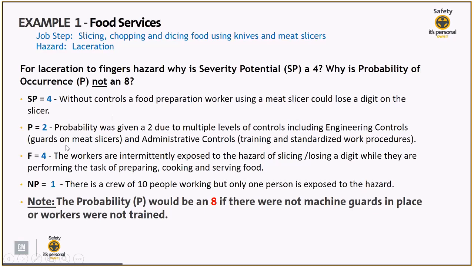We said frequency of exposure was a 4 because the workers are intermittently exposed to the hazard of slicing, losing a digit of finger, while they are performing the task of prepping, cooking, and serving food. We said the number of people exposed was 1 to 2, so we're going to use the number 1 there because although there's a crew of 10 people, only 1 is exposed to this hazard, right? So these are numbers that we're saying, hey, this is what the seller came up with as how they scored food services, and to us, these all make sense as far as using these numerical values.